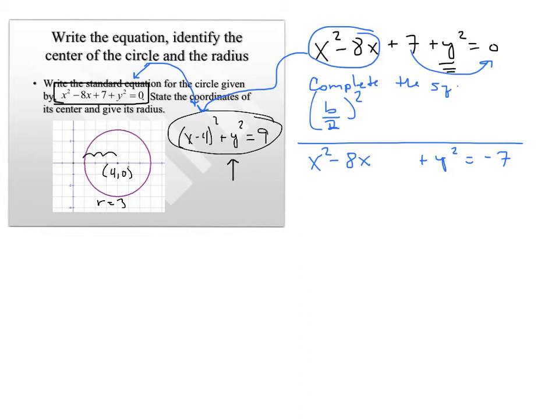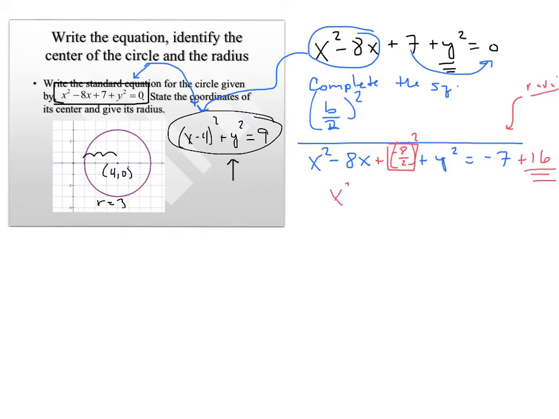I should, not that I should, but there's some intuition that says this is going to be something to do with our radius. It's not our radius, but it's something to do with it. And so I'm going to add in a negative 8 divided by 2 squared. And so negative 8 divided by 2 is negative 4. And so negative 4 squared is a positive 16. So that's what I'm adding to the other side.